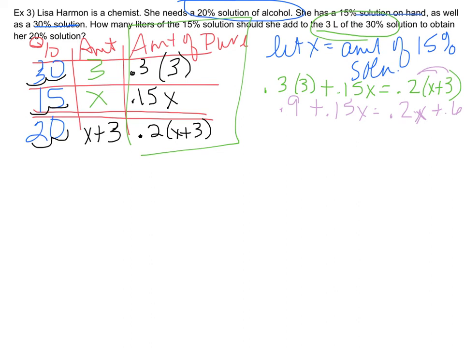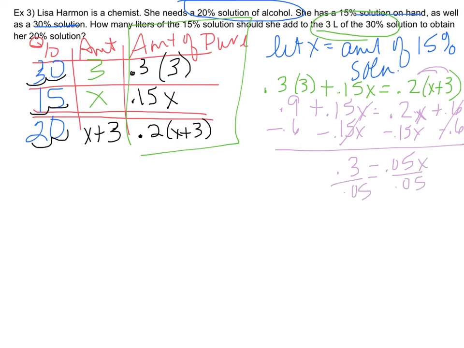Now combine. Again, I want to keep my lead coefficient positive, so I'm going to subtract a 0.15x. And at the same time, I'm going to subtract a 0.6. That goes, that goes. So now I'm left with 0.05x is equal to 0.3. Divide both sides by 0.05. And x equals 6. Cool.